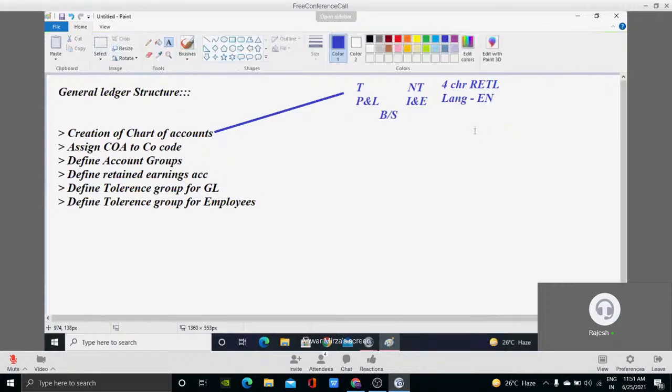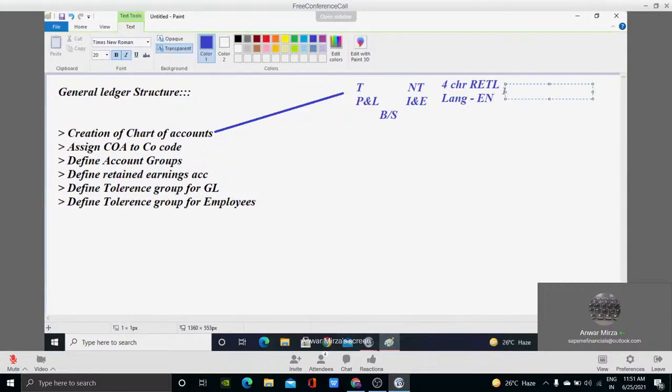Now, at the time of creation of chart of accounts, the system will ask you for the four-character code and a description of the language. One more field in the chart of accounts form is known as length of GL. Now this is permitted up to 10 characters. Less than 10 is okay. More than 10 is not accepted.